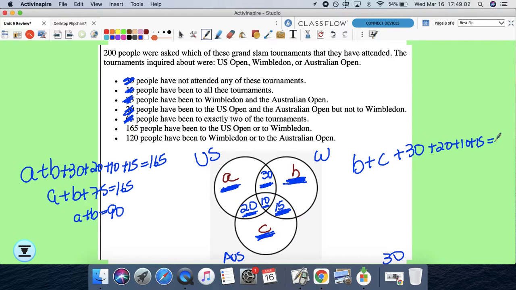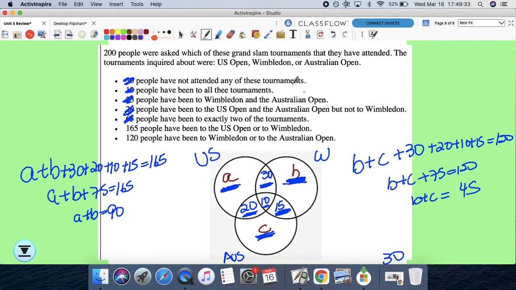What is this going to give me? B plus C, that's Wimbledon and the Australian Open, that's equal to 120. So B plus C plus 75 equals 120. And if you subtract 75 from each side, B plus C equals 45. How does that help me? It doesn't, because I need one more equation.